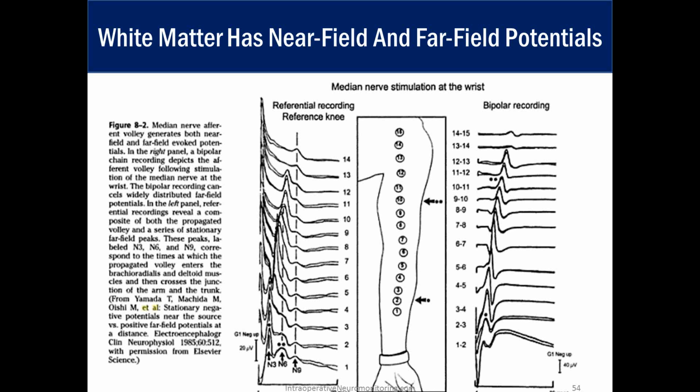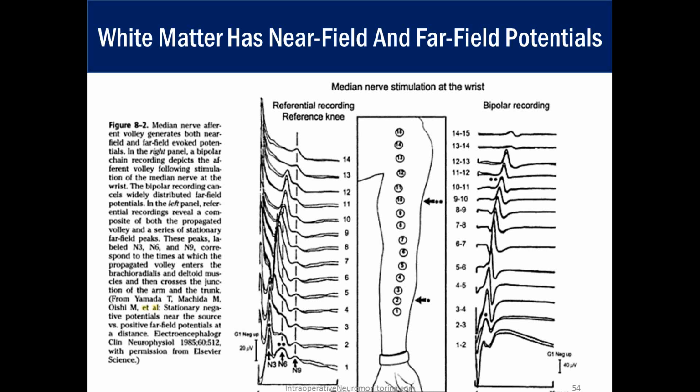So white matter has both near field and far field potentials. If we look at a referential montage, we have all these recording electrodes up and down this guy's arm, and for the first one on the left side, they put a recording electrode on the knee. As we stimulate at the wrist and look at the first recording electrode, number 1, it has a nice large amplitude N3. By the time we get up to 12, the latency is much longer. It's going through all that muscle, so the amplitude is a little bit smaller. It's even really hard to get in the deltoid and chest area of 14 and 15. But that shows that it is a traveling nerve.